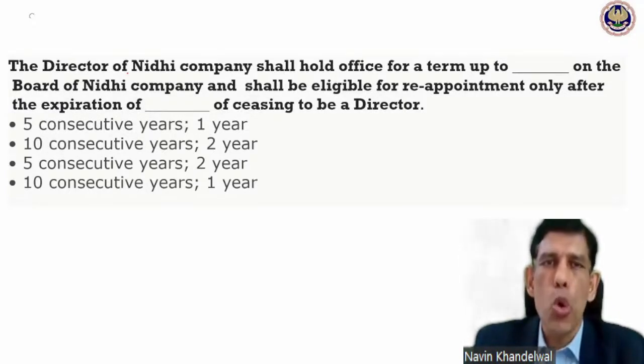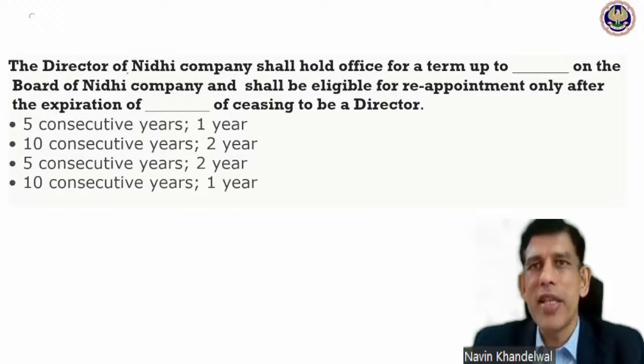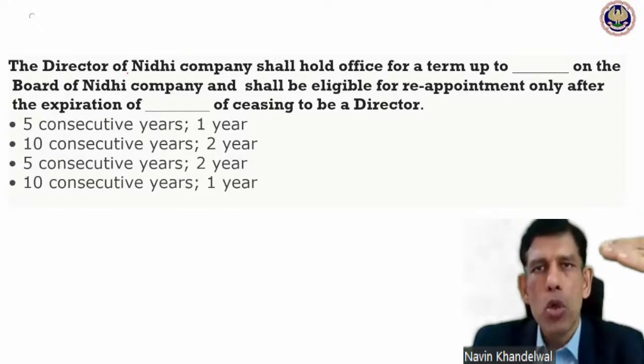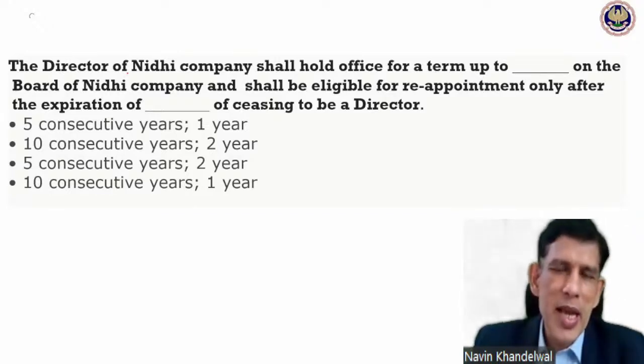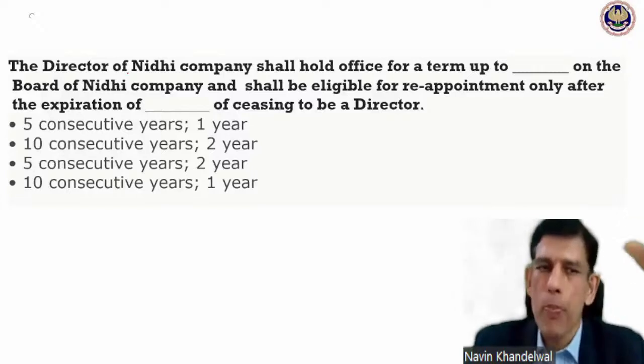Directors of a Nidhi company hold position till how many years? Till a consecutive period of 10 years. And thereafter, there will be a cooling period of 2 years. And thereafter, they are eligible for reappointment. So again, very easy for all of you to answer. 10 consecutive years plus 2 years.